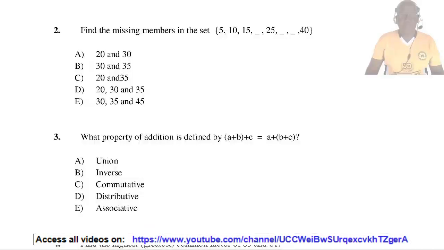Question 2. Find the missing numbers in the set 5, 10, 15, dash, 25, dash, dash, 40. Take note that the difference between 5 and 10 is 5. The difference between 10 and 15 is 5. So the next term after 15 is going to be 15 plus 5. That is 20. The next term after 25 is going to be 25 plus 5. That is 30. The next term after 30 is going to be 30 plus 5. That is 35. So the answer is E.